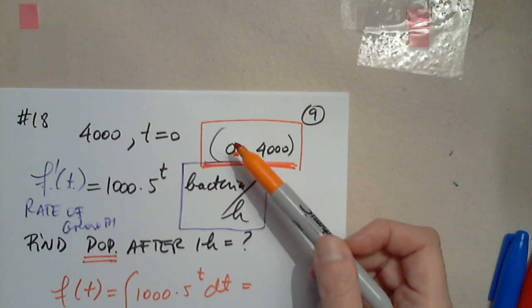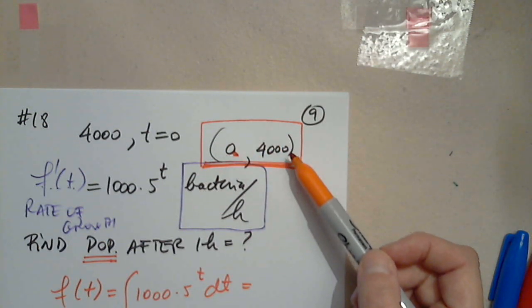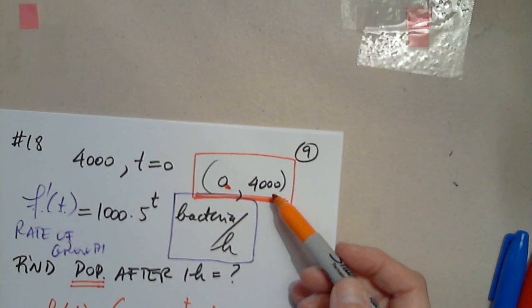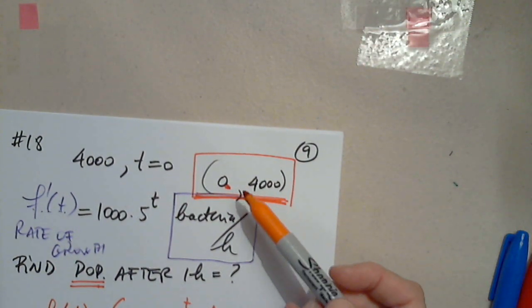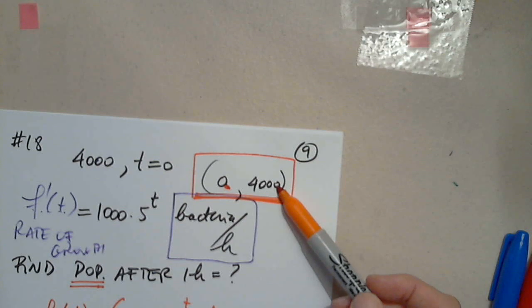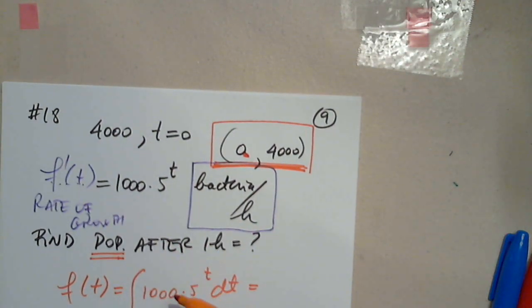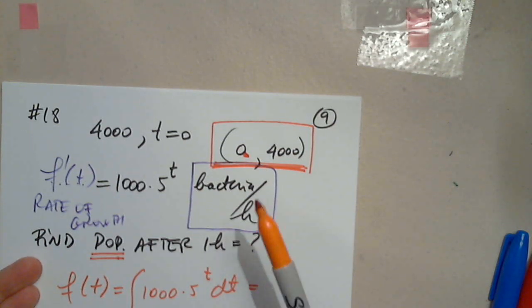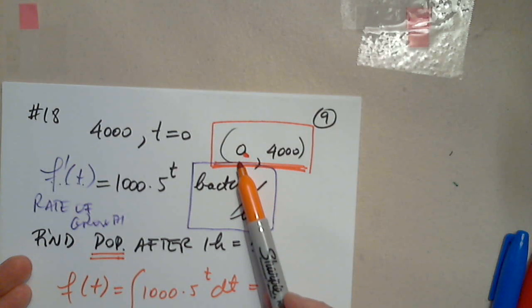Plug in 0. Yep. Good. And 4,000 for the function. Yes. When time is 0, the function, the number of bacteria, is 4,000. We're asked now to find what is the number of bacteria when an hour passed. Not 0 comma 4,000, but 1 comma blah.